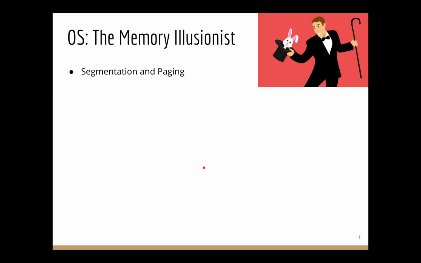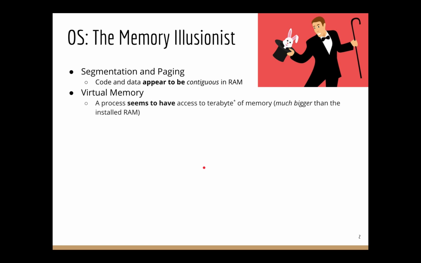We saw its first trick in segmentation and paging. With the magic of instantaneous address translation by the MMU hardware, our code and data appear to be contiguous in memory. The fact is, they are contiguous in the logical memory, but in RAM, they may be scattered all over the place. The second magic trick that we'll see here is an illusion that our process is able to access memory much bigger than the available RAM on your computer.